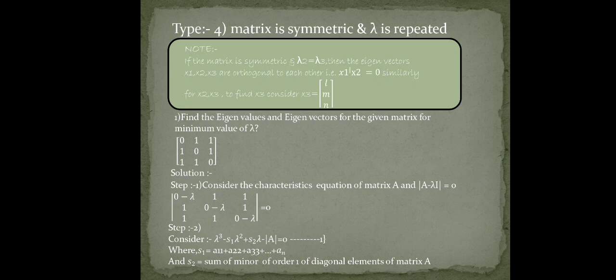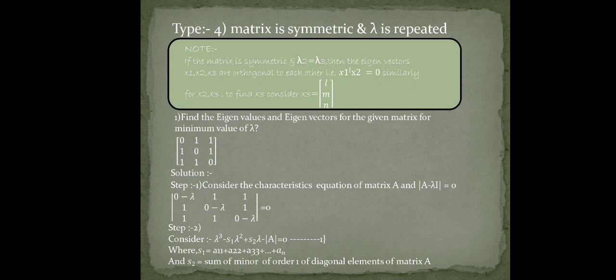Hello, I am Jay Sindhwa and I am going to explain the fourth type of finding eigenvectors and eigenvalues, that is, when the matrix is symmetric and lambda is repeated. If the matrix is symmetric and lambda is repeated, that is lambda 2 and lambda 3 are equal, then the eigenvectors x1, x2 and x3 are orthogonal to each other. That is, x1 dash into x2 equals 0. Similarly, for x2 dash and x3, it also equals 0. So, to find x3, we consider x3 as LMN. Let us consider an example.